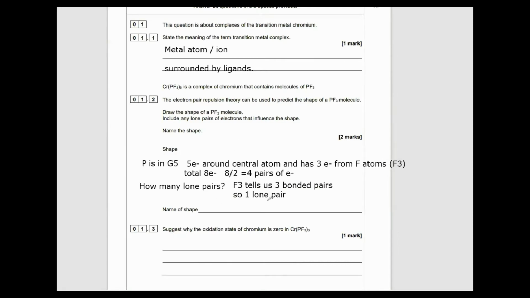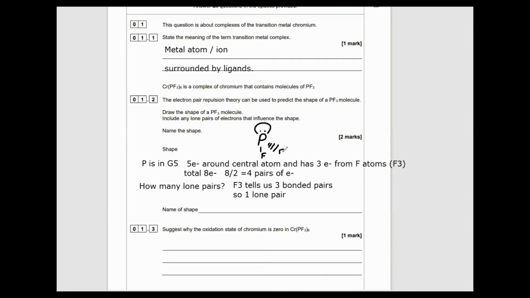Now, how does that help us out with the shape? Here's where you've got to have done your revision, because you should know that if there are 4 pairs of electrons, there are 3 possibilities. Tetrahedral, which is 4 pairs with no lone pairs. Pyramidal, which is 4 pairs and 1 of them is lone. And then there is bent or non-linear, like water, which is 4 pairs of electrons around the central atom, but 2 are lone pairs. As we only have 1 lone pair here, we're going to draw a pyramidal structure.